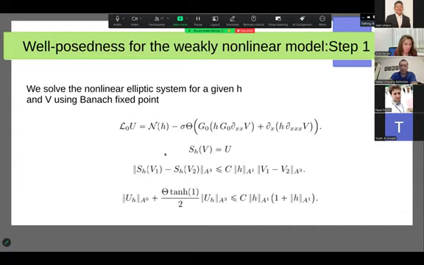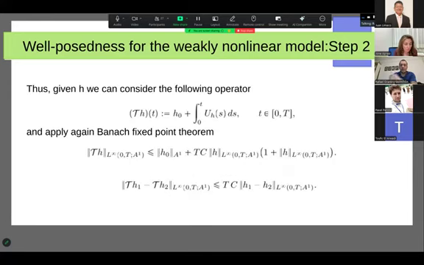Now, once we have a mapping that eats h bar and returns capital U, then we can consider the mapping that eats h bar, returns capital U, integrates in time, and then makes this guy right here. And this is a mapping that eats h bar and returns h. Okay, and now we want to do a fixed point right here, in this space, L infinity in time, A1 in space.